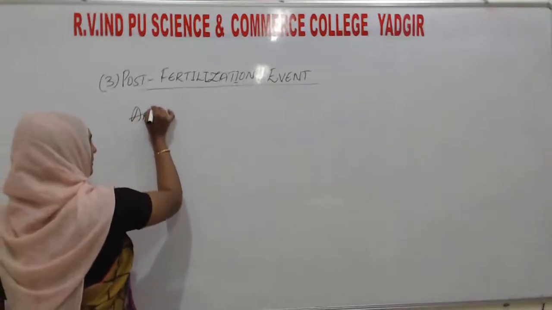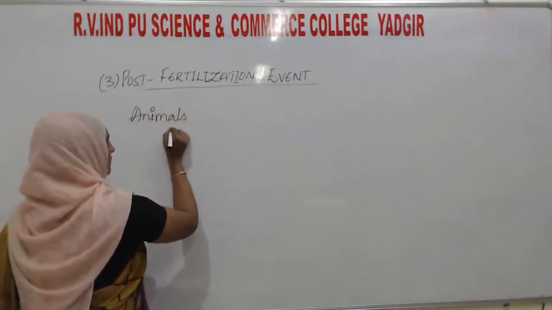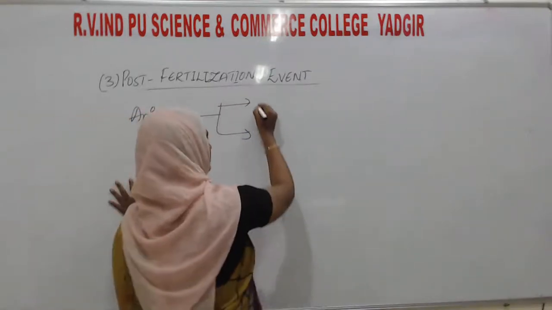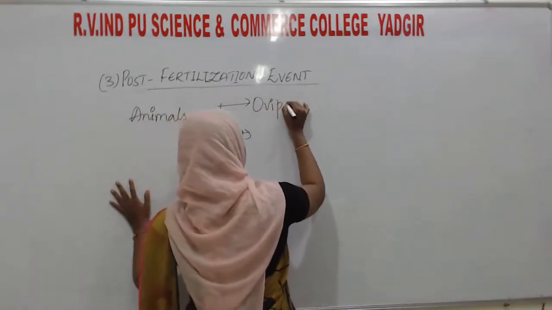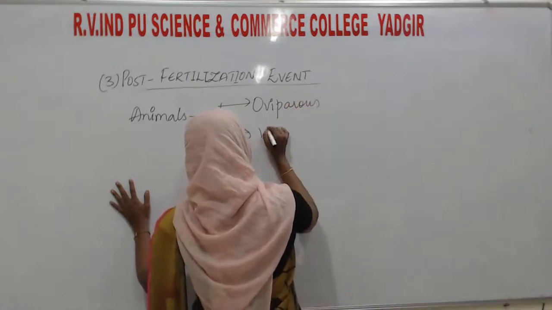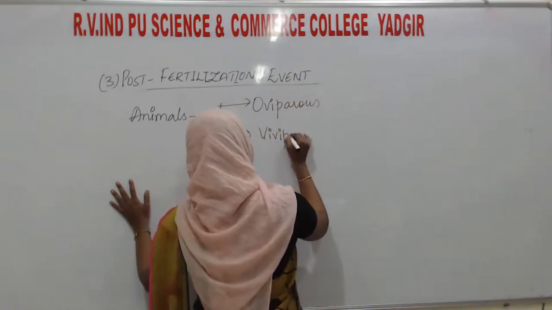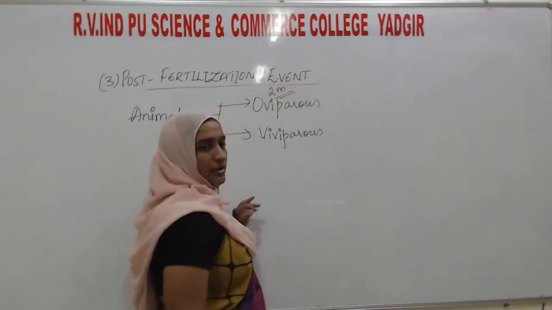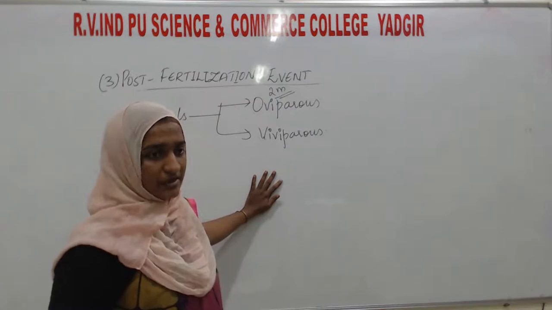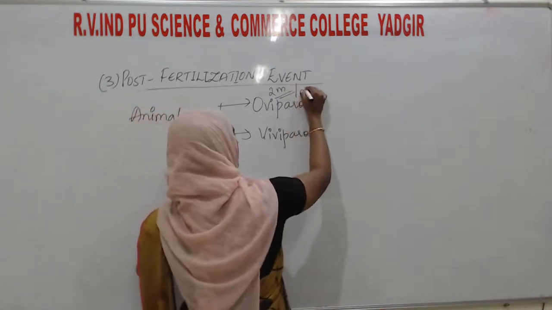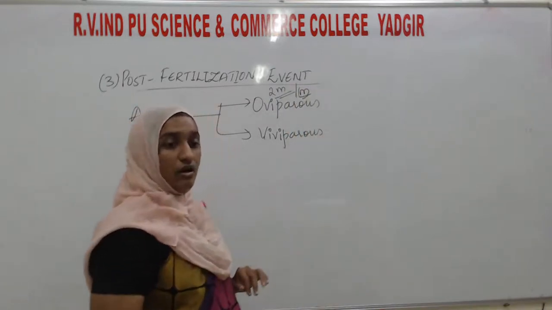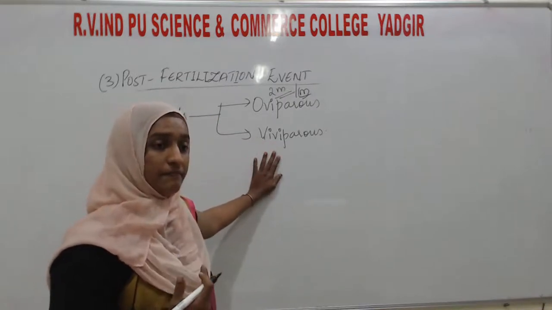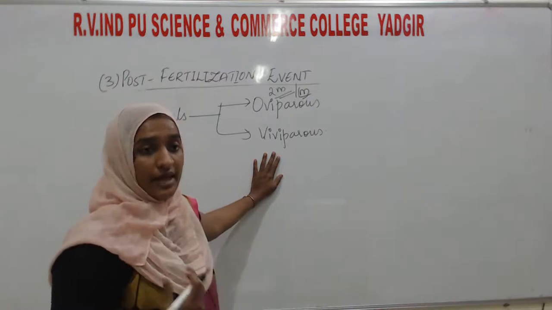Animals are categorized into two types. What are they? One is oviparous, and one more, that is viviparous. Two more questions: what is oviparous and what is viviparous? Sometimes they will ask you only what is ovi or vivi. So based on what? Based on whether the animal will lay the egg or not.